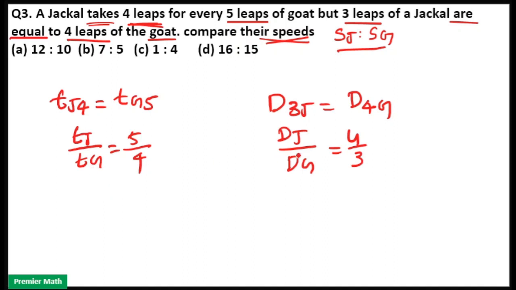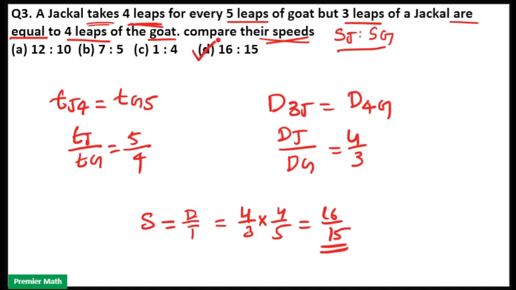If you have time ratio and distance ratio, then speed ratio will be distance by time. Speed is equal to distance by time. That means 4 by 3 into reverse of Tj by Tg, that is 4 by 5. So 16 by 15. Option D is your answer.